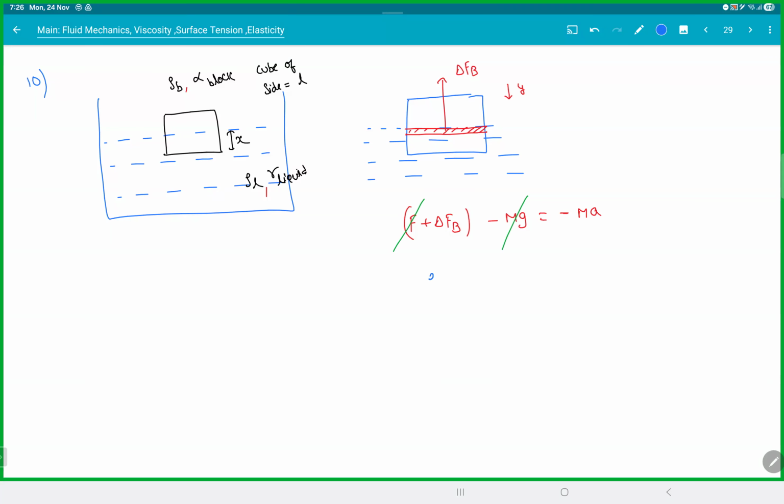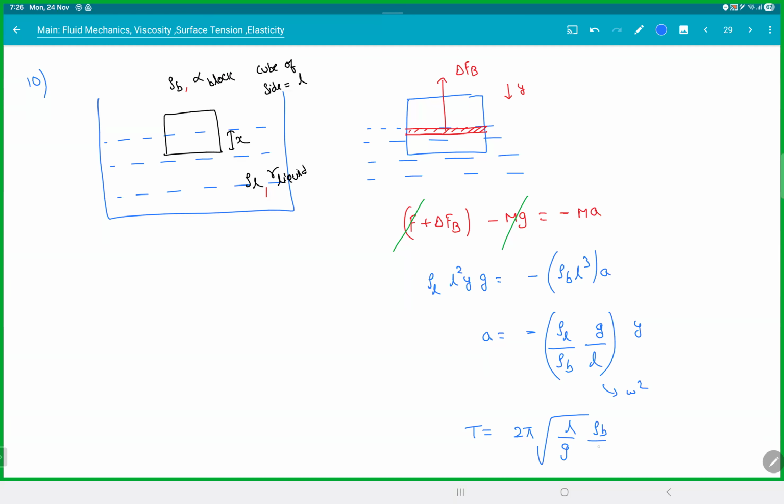So what is delta FB? Rho liquid L square y g is equal to minus rho b L cube times acceleration. We get a is equal to minus (rho liquid by rho b) (g by L) into y. This is your omega square. So time period is root over L by g times rho b by rho liquid.